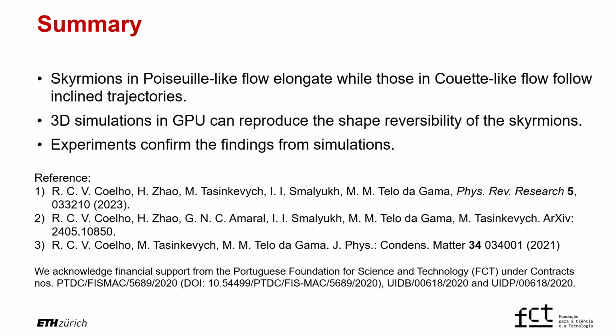So to conclude, we have studied the behavior of skyrmions in Poiseuille and Couette flows. In Poiseuille, they elongate, while in Couette, they follow inclined trajectories. The 3D simulations are more realistic, although more expensive. And there are some experimental findings that confirm our main findings. Conclusions. If you want to know more, there are those references that we published. Okay, and that's it. Thank you for your attention.